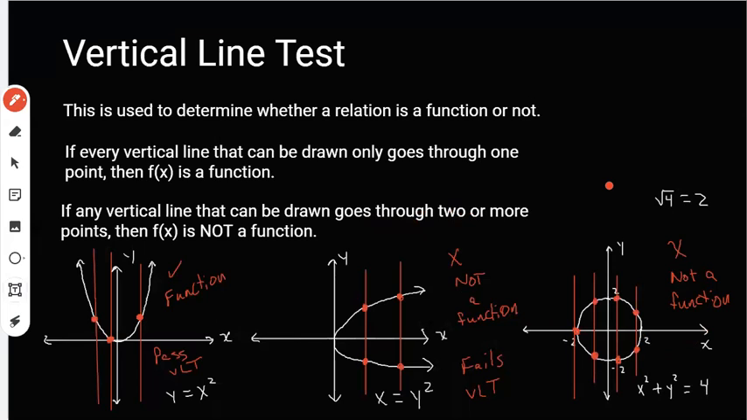Now, you do have that line over here, right? That only goes through one point. But the definition says if any vertical line, if any vertical line goes through 2 points, it cannot be a function. But something like this over here, where it goes through only 1 point each time, that's when we can say, okay, it is a function. And that is the vertical line test in a nutshell.